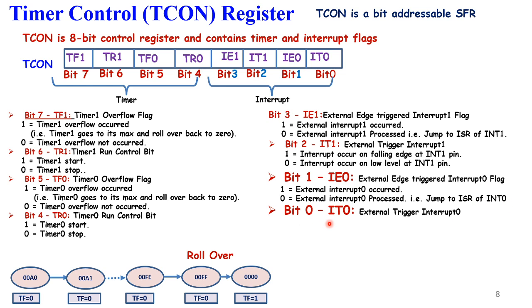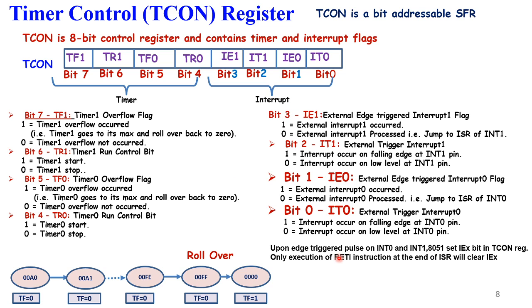Bit 0 is IT0, the external trigger input for INT0. When this bit is equal to 1, the interrupt occurs on the falling edge at the INT0 pin, and when it is 0, the interrupt occurs on low level at the INT0 pin. In this way, these bits are controlled by the timer control register.